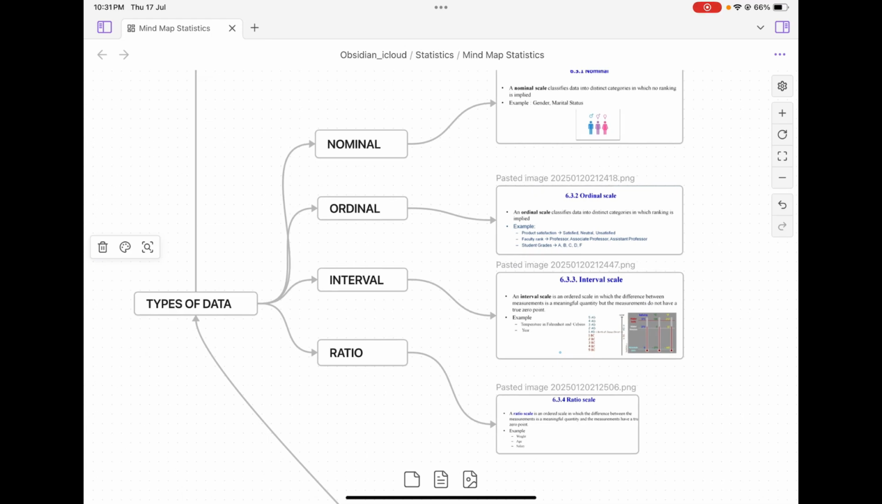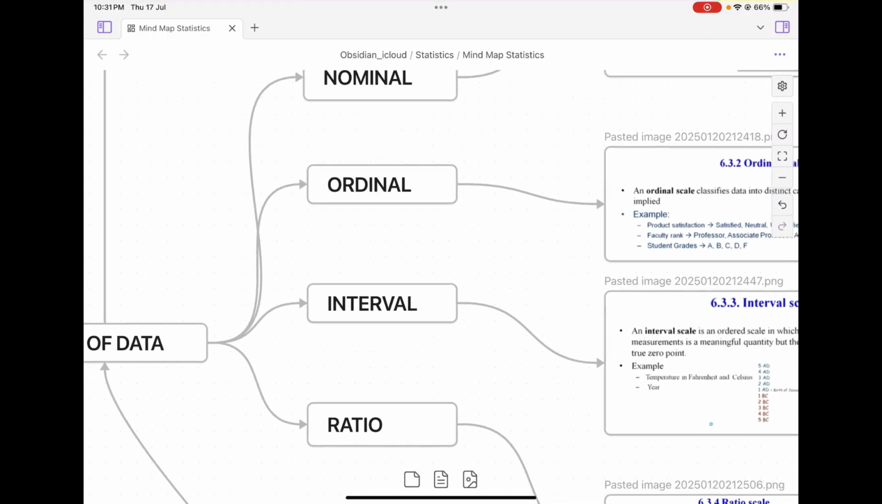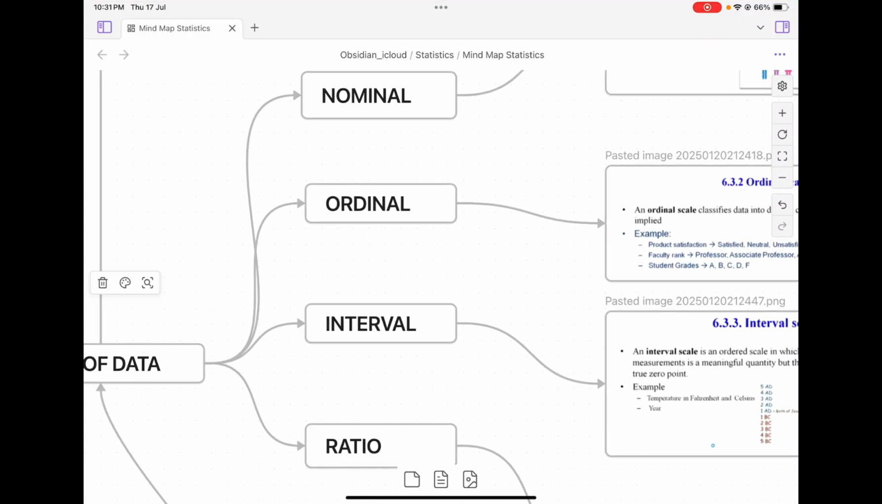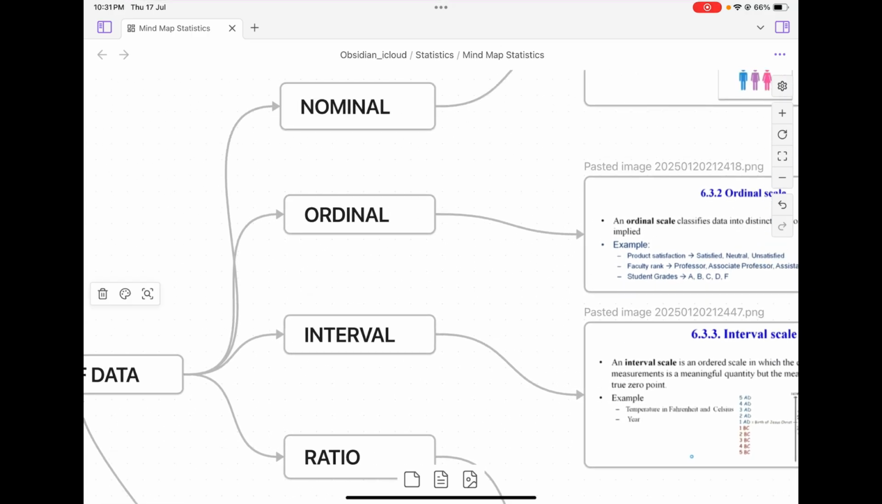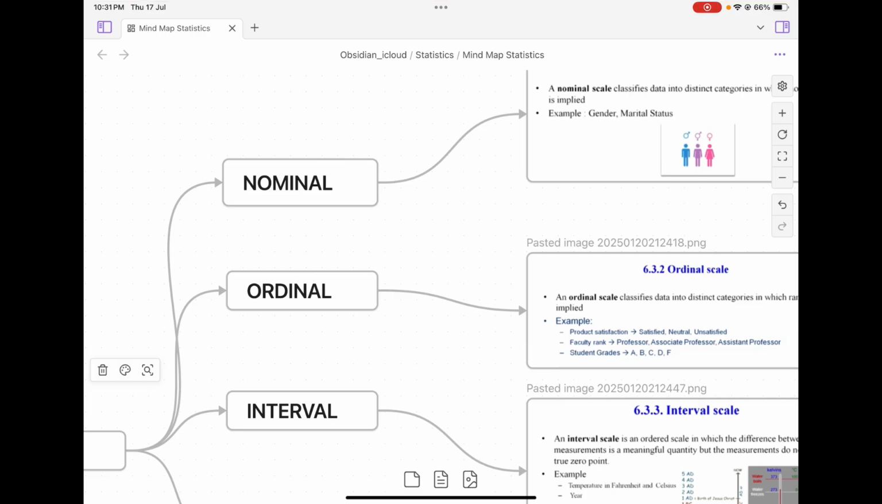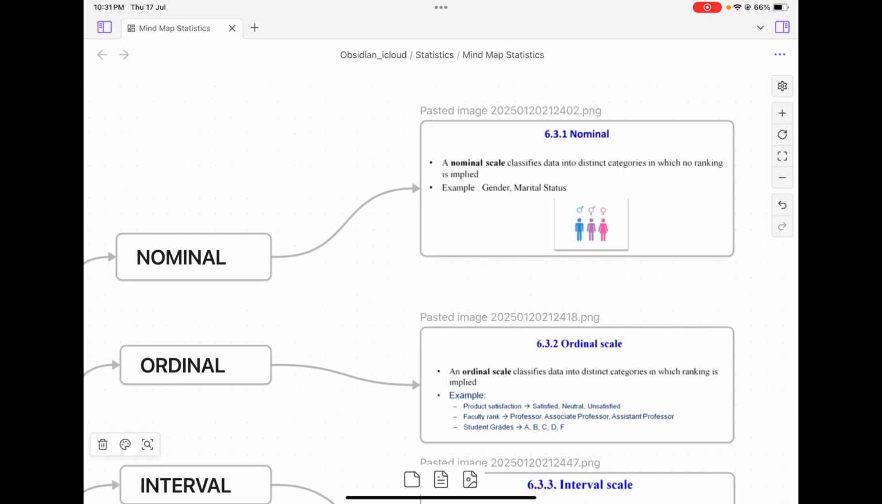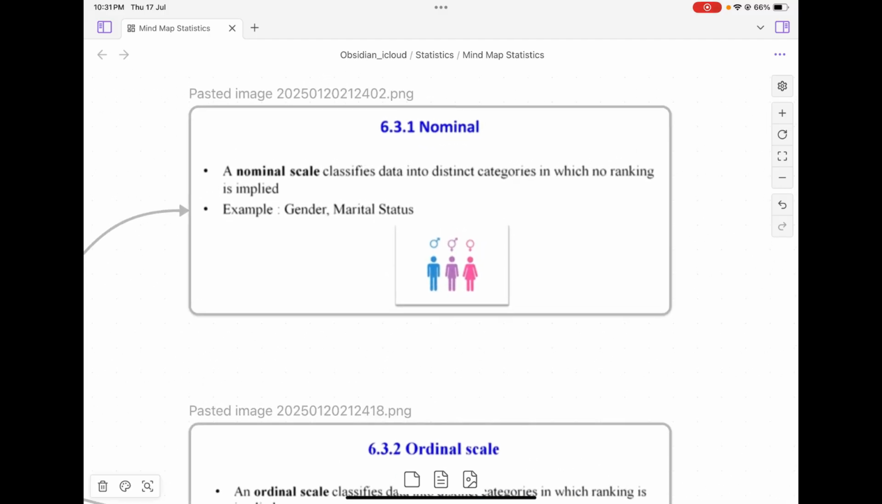Data is generally classified into 4 different types, and it is very important to know them. These are nominal data, ordinal data, interval data, and ratio data. First, let us see what nominal data is. A nominal scale classifies data into distinct categories. An example is gender. It can be male, female, or transgender. There is no rank between them. All are equal.